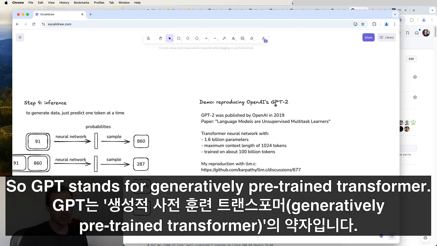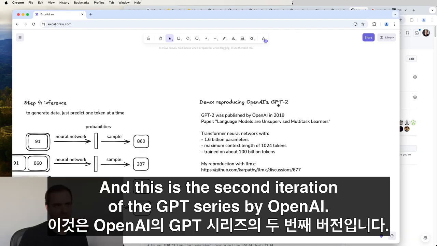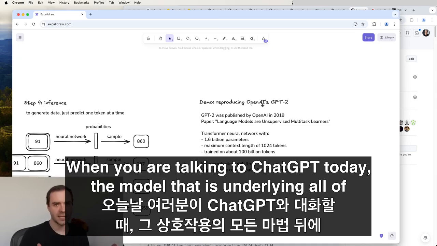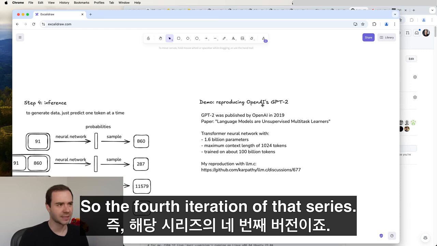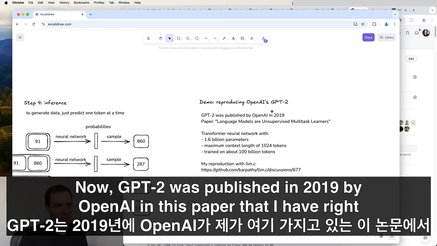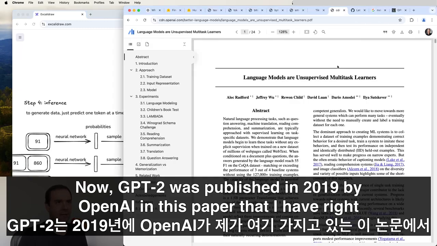So GPT stands for Generatively Pre-trained Transformer, and this is the second iteration of the GPT series by OpenAI. When you are talking to ChatGPT today, the model that is underlying all of the magic of that interaction is GPT-4, so the fourth iteration of that series. Now, GPT-2 was published in 2019 by OpenAI in this paper that I have right here.